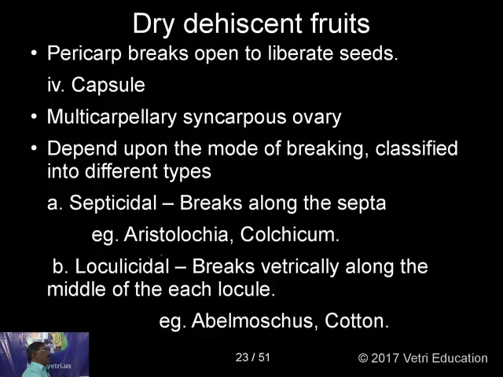The second one, the pericarp breaks: the capsule. This is a special type. It is developing from multicarpellary syncarpous ovary. Depending upon the mode of breaking, the capsules are differentiated into 5 types.